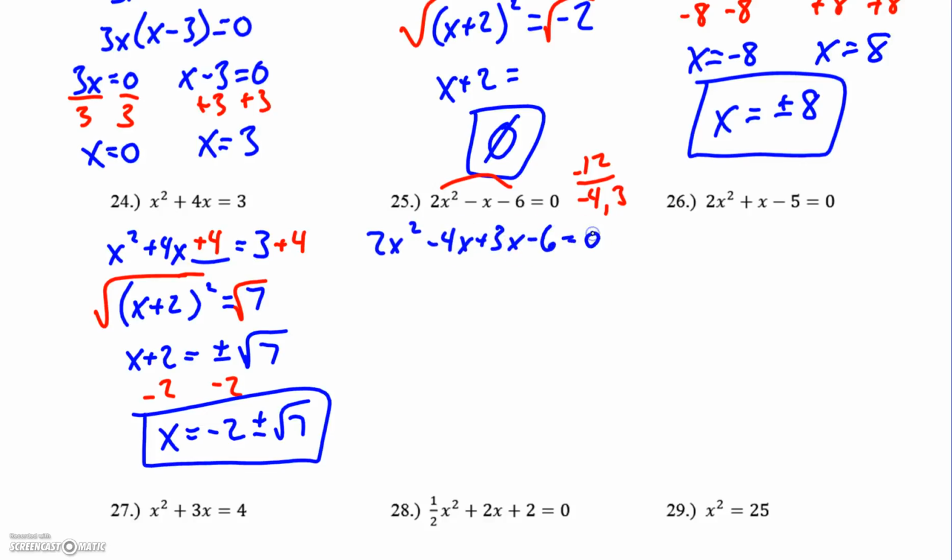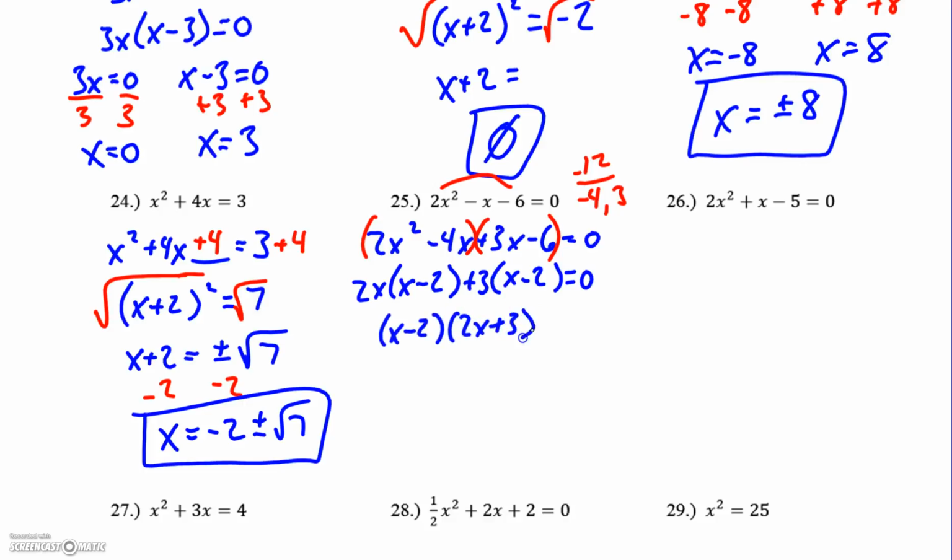And now I'm just going to do factoring by grouping. So I'm going to group the first 2 together and the second 2 together. Out of the first 2 I can factor out a 2x, which leaves me with an x minus 2. Out of the second 2 I can factor out a positive 3, which leaves me with an x minus 2. So now when I look at this, I see the x minus 2's repeating. So one of my factors is the x minus 2. The other factor is the other two pieces that are left, the 2x and the plus 3.